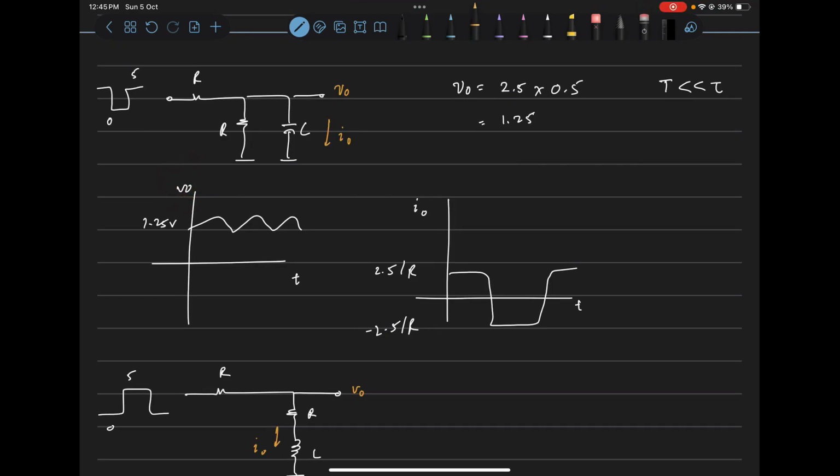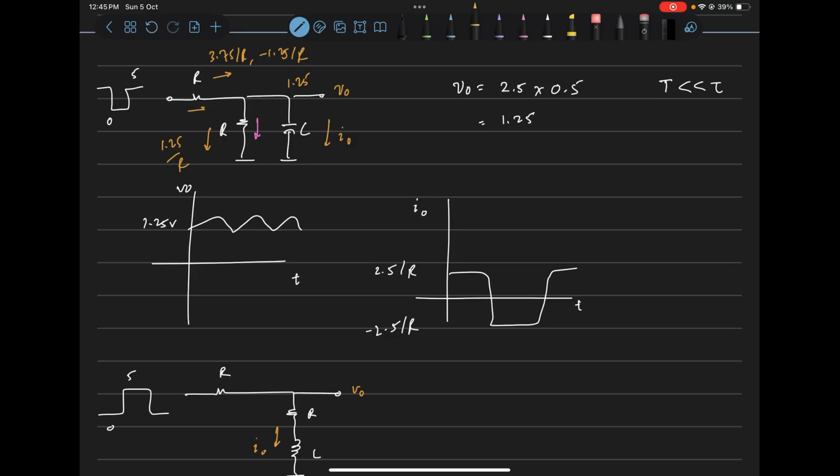Now for the output current through the capacitor, since we know the output voltage is constant at 1.25 and ripples around 1.25, in order to find the I0 value, this current will ripple around 1.25 over R. If you wish to plot it, the current will look something like this. It will just ripple around 1.25 by R, since the voltage is rippling around 1.25. Now this current is oscillating between (5 minus 1.25) over R, which is 3.75 by R, and (0 minus 1.25) over R, which is minus 1.25 by R.